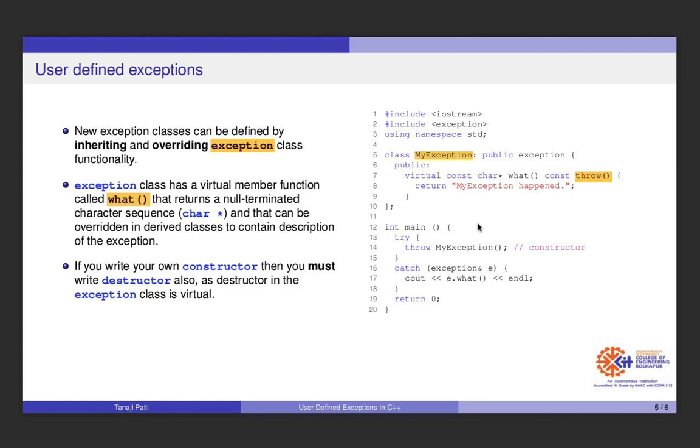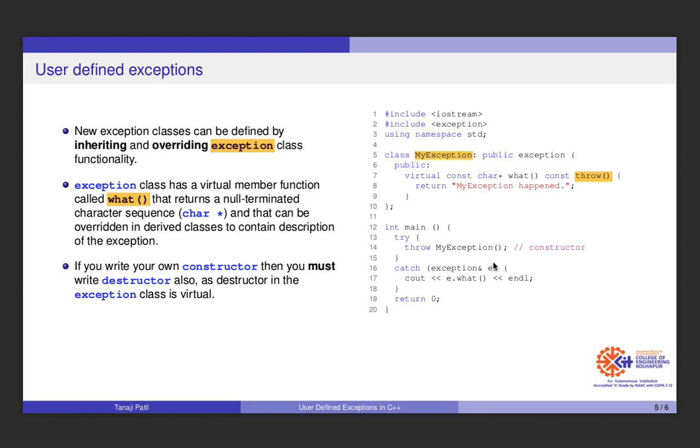Now how to use it? For example, I'm writing a try block here and I'm directly throwing the exception. So here I use throw my exception and empty parenthesis. Note that this will create an object on the fly by calling the constructor, and then we can write the catch block.